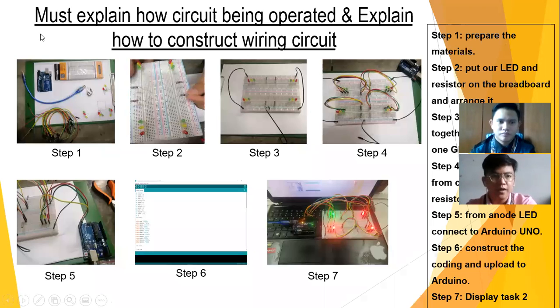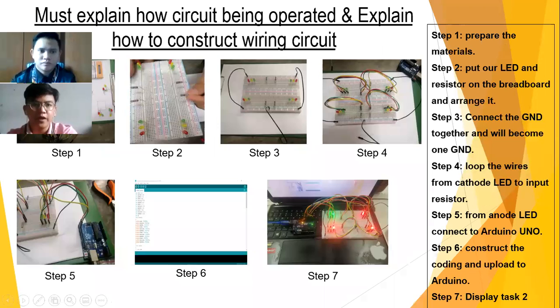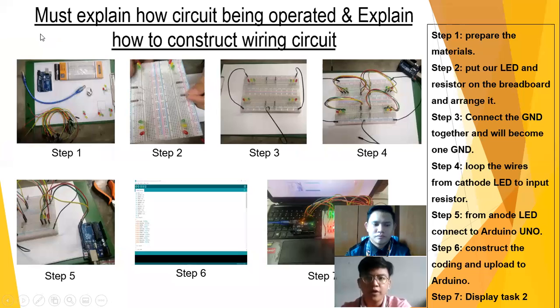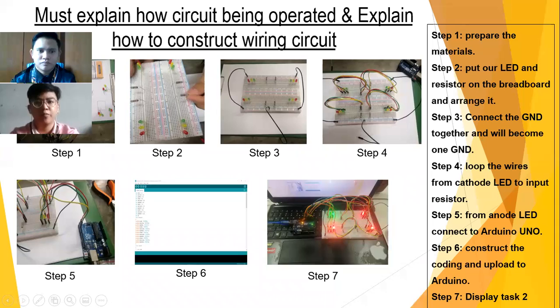Okay, these are the steps that we do to construct the wiring. For step one, we prepare the materials, which is the first picture. For step two, as you can see in the pictures, we put our LEDs and resistors on the breadboard and arrange them grouped by the junctions. And step three, we connect the grounds together, combine them into one ground, and plug it into the Arduino.